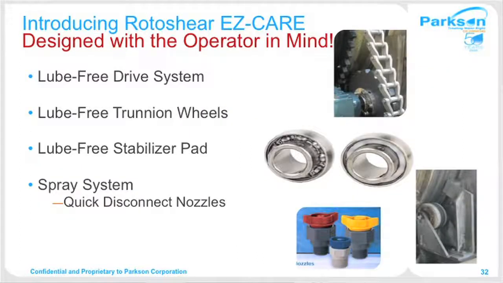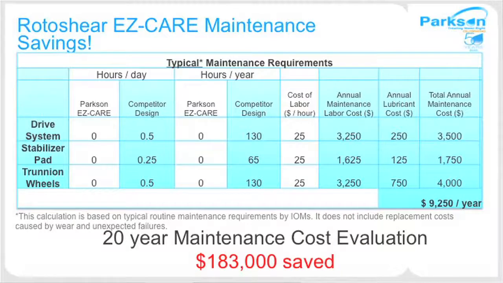I want to talk to you quickly about the new features that we added to the Rotoshear within the last year. We designed it with the operator in mind, talking to our customers and asking them how we can improve this product. It's a 30-year-old product with many installations, but the operators would benefit from some improvements. So we looked at our drive system, all the moving parts basically: drive system, trunnion wheels, stabilizer pads, and our spray system, and we made design changes on all of these pieces. I'm not going to get into details, but at the end I want to show you the results of these improvements.